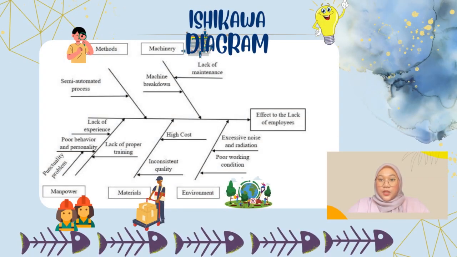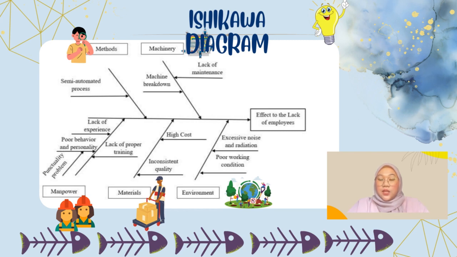Thank you. Based on the Ishikawa diagram, the company already identified 5 categories of main causes of the problem that arise, which are method, material, manpower, environment, and machinery. The first category is methods. The productivity of Amkor Technology Malaysia in the manufacturing department is still using a semi-automated process that clearly involves both human and machine in the productivity.